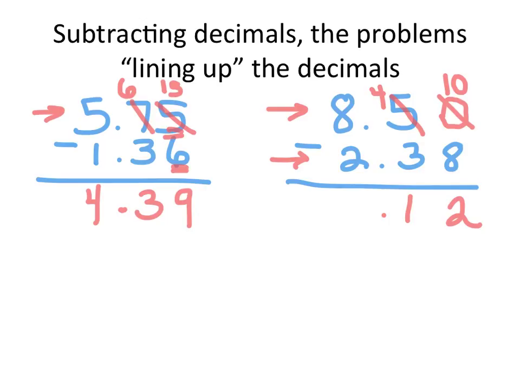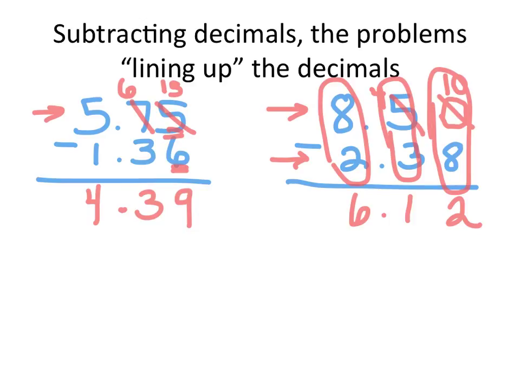8 wholes take away 2 wholes is 6 wholes, and my answer is 6 and 12 hundredths. Again, as with adding, we don't want to talk about lining up the decimal. We want to talk about like things being together. We can only subtract like things. Wholes from wholes, tenths from tenths, hundredths from hundredths.